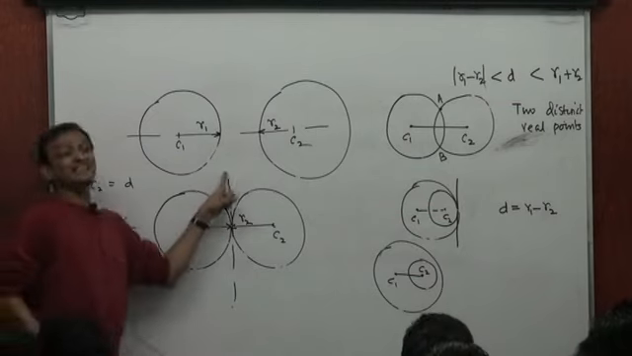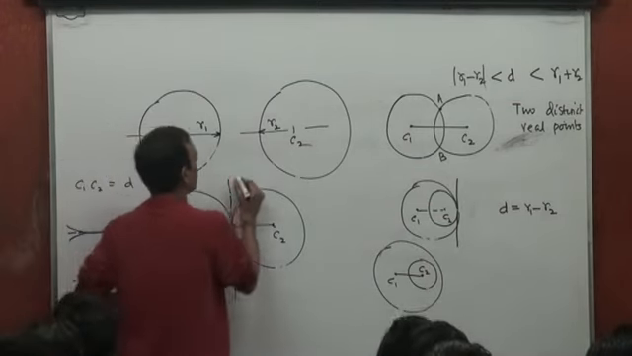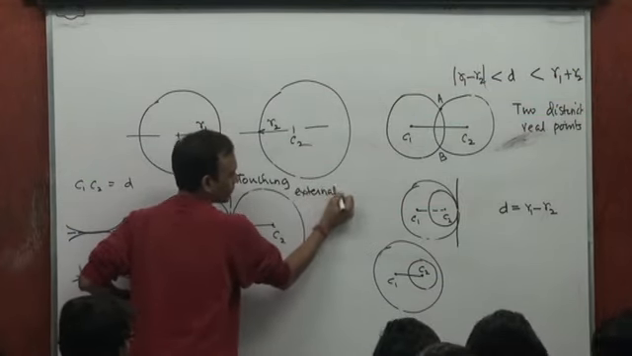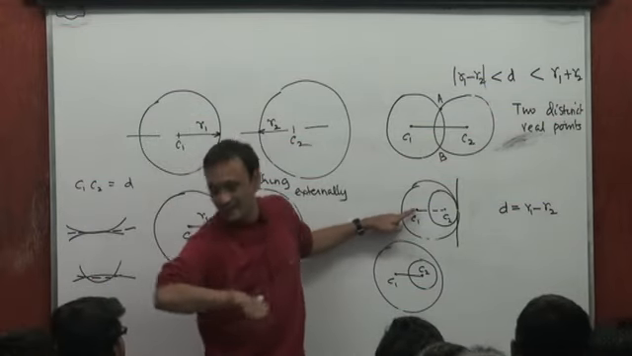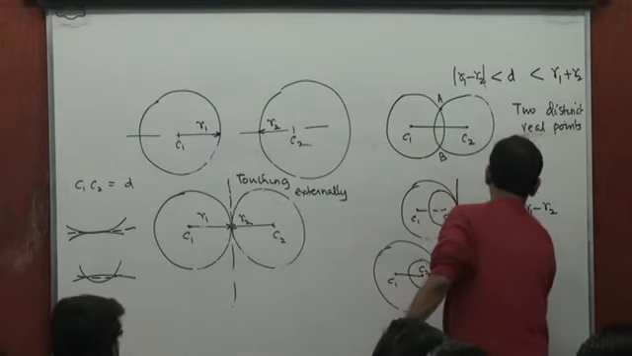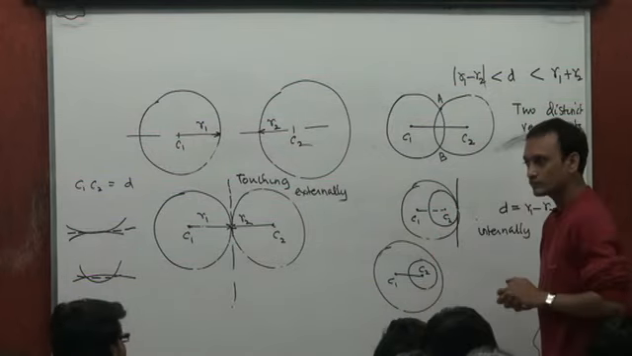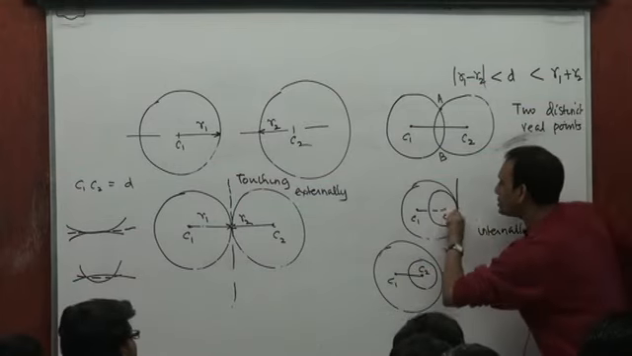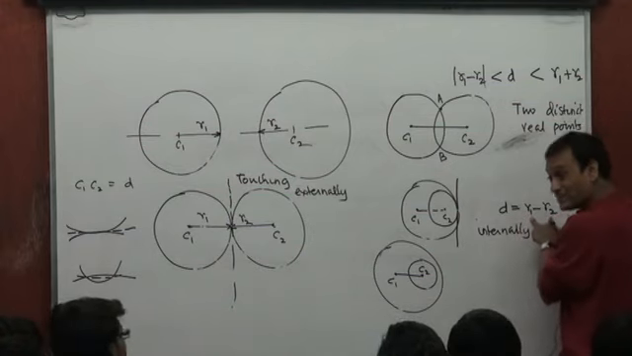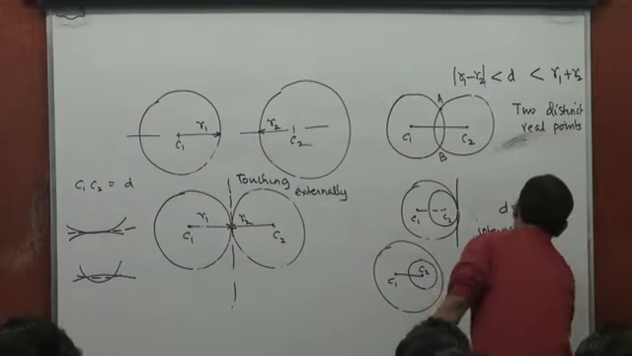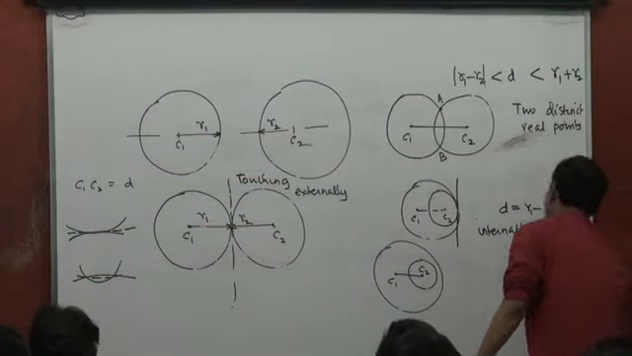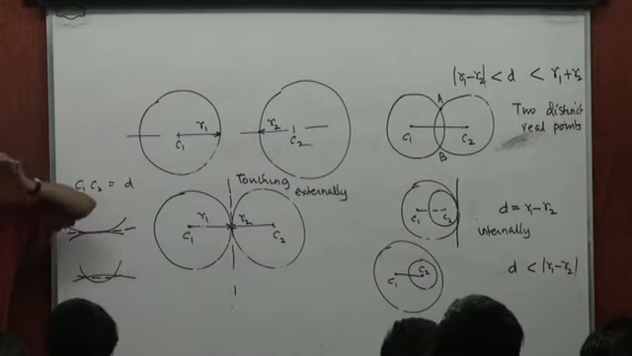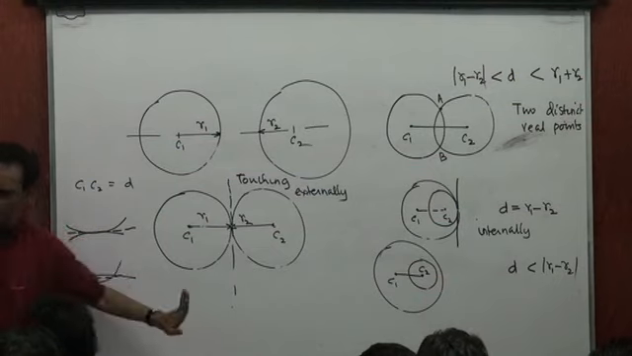Okay. So this is touching externally. This is touching internally. This is one circle completely inside the other circle. Now, if you push this inner circle further in, the distance will become less than R1 minus R2. So, in this case, the distance is less than mod R1 minus R2. The two circles once again don't intersect. The two circles once again intersect at imaginary points. No issues, right?